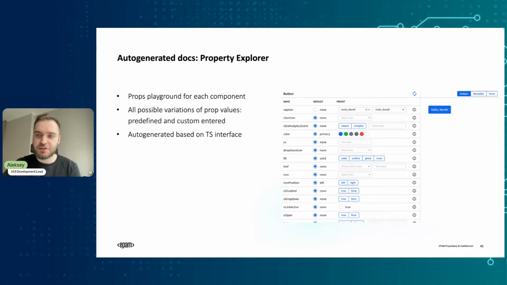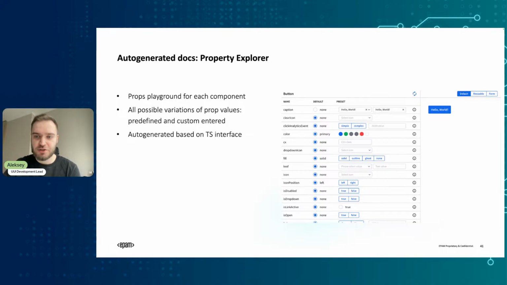Additionally, we have a property explorer feature for each component. This is a separate page that lists all component props and the possible variations of their values. So if you need to see how a component will work with a certain combination of props, you don't need to set it up in your code first. You can do this directly on the property explorer page, choose the expected properties and copy the ready-made code from there.